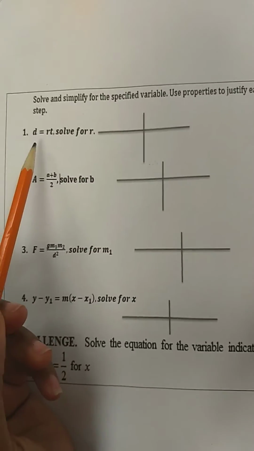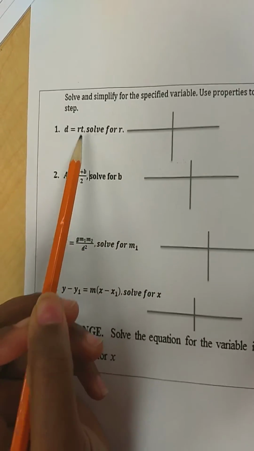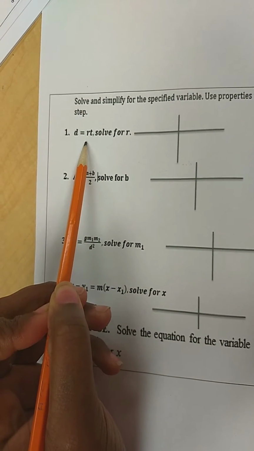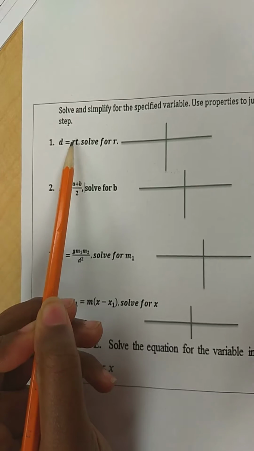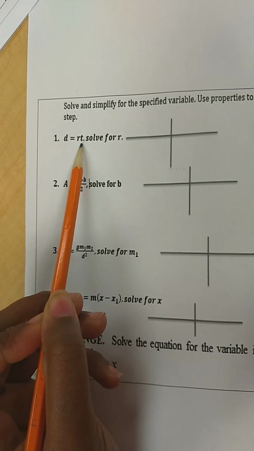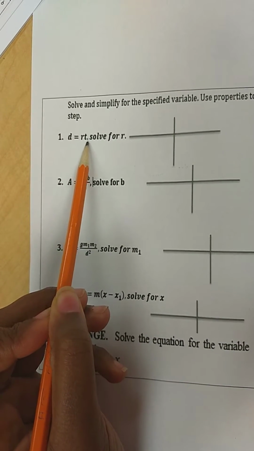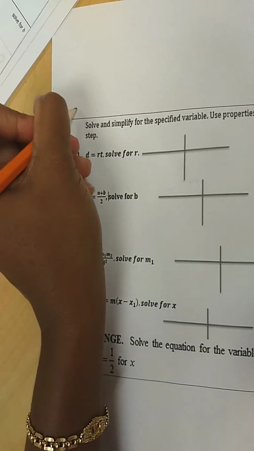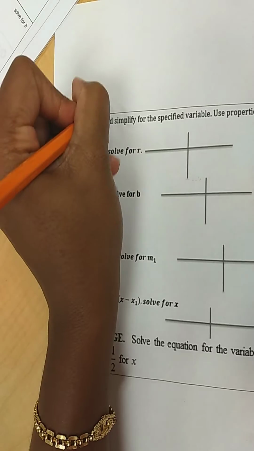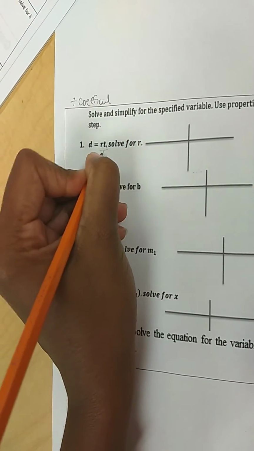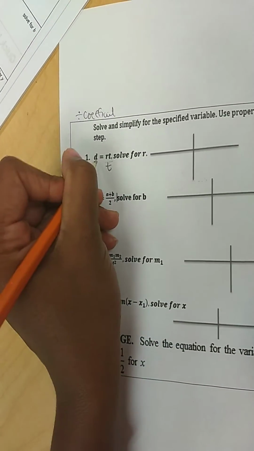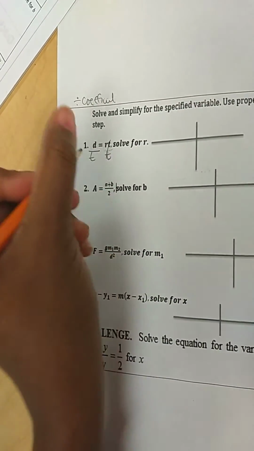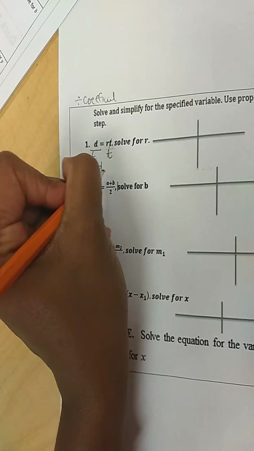Okay, so we're solving for some literal equations. This is asking us to solve for r. Here's r. I want to identify my coefficient or my constant. In this case, my coefficient would be t. And the way I get rid of coefficients is I divide. I divide coefficients. So I'm going to divide by t. And I'm going to divide this side by t because of the division property of equality. And they cancel, and I get d over t equals r.